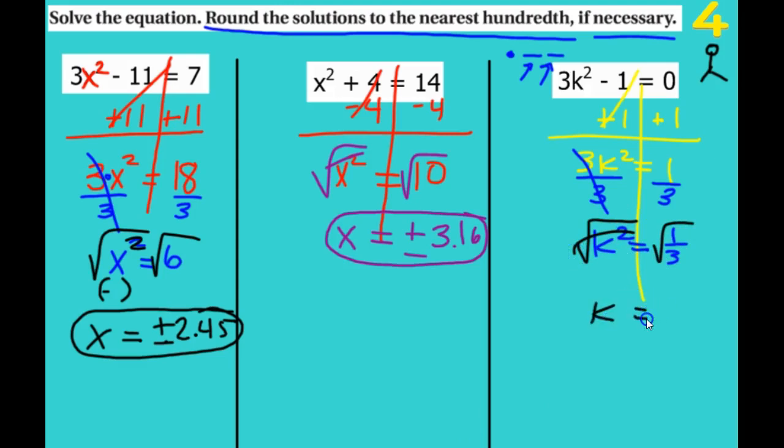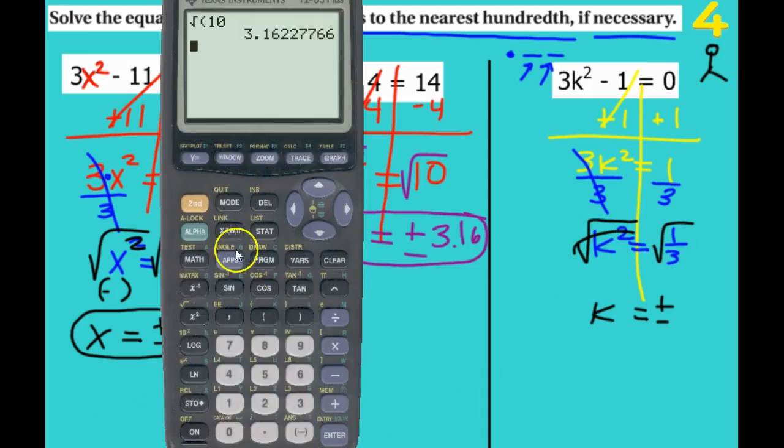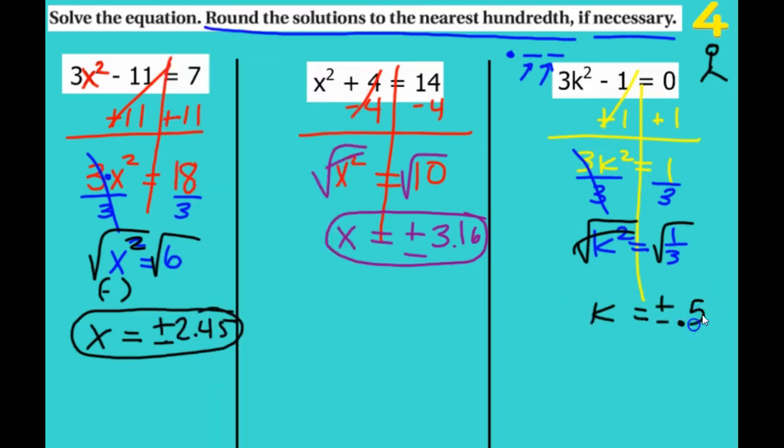So we have k is plus or minus, again, the square root of that number could be positive, could be a negative multiplied by negative to make a positive. And I need to plug that in my calculator. I have no idea what the square root of 1/3 is. Remember, to put a fraction in your calculator, just do 1 divided by 3. Choose division. We get about 0.577, or if we round that, 0.58. 58 hundredths.